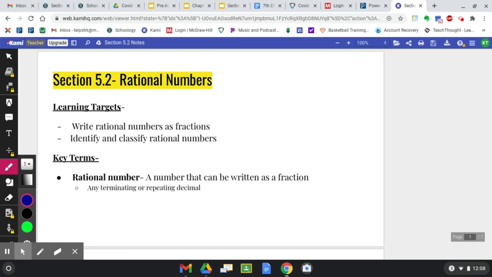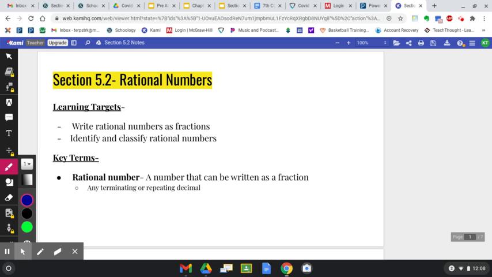All right, welcome back. Section 5.2, we get into rational numbers. If you remember back to 5.1, we looked at turning fractions into decimals. And today we'll work with changing forms of the fractions from mixed to improper and improper to mixed. And we'll also look at taking a decimal and turning it into a fraction. All right, so our learning targets for today are to write rational numbers as fractions, and then identify and classify rational numbers and what sets they belong to.